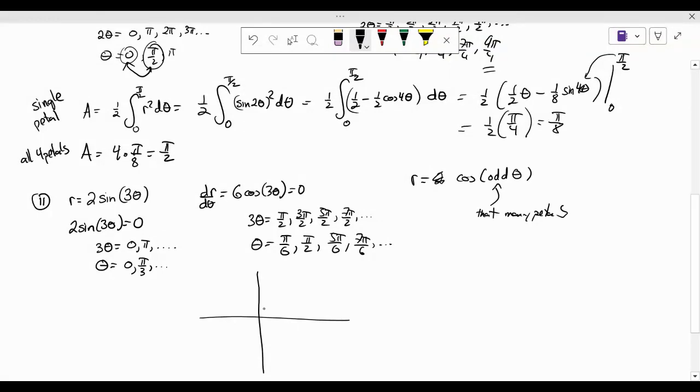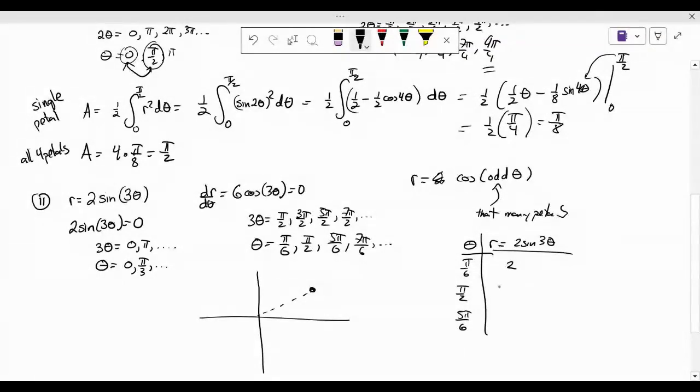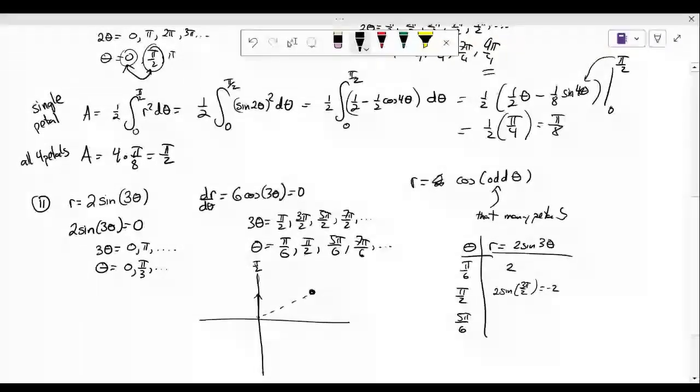But so at pi over 6, what is r equal to? That's going to be where the sine is 1, so 2. So we go out to 2. At pi over 2, r is going to be negative 1. So at pi over 2, the angle, the radial direction, positive is up, but r happens to be negative, so we go down 2.